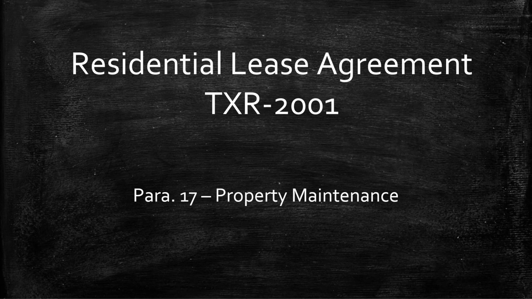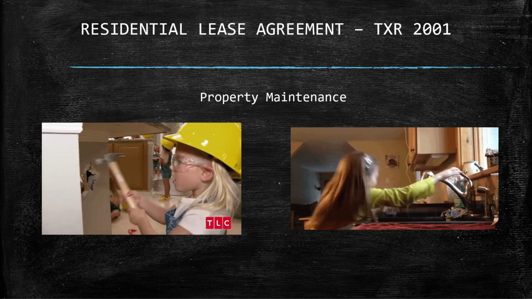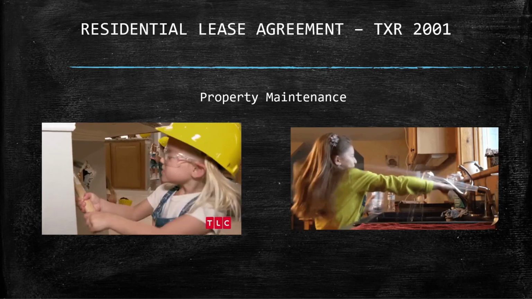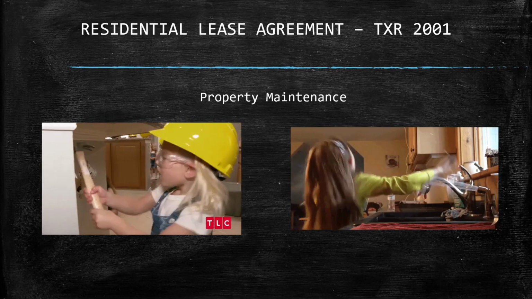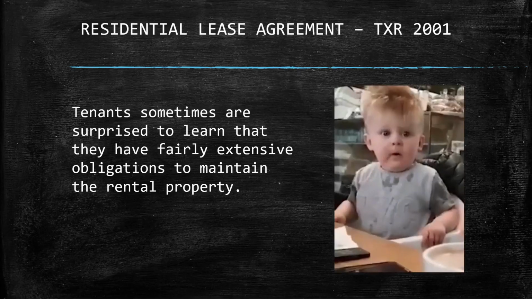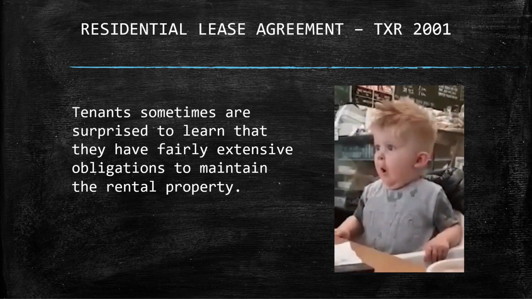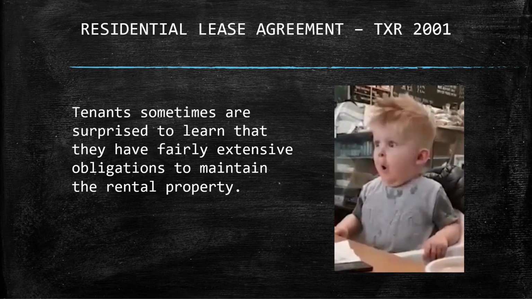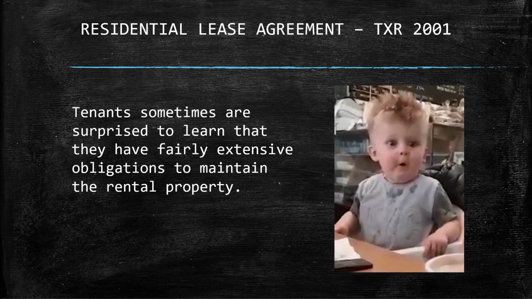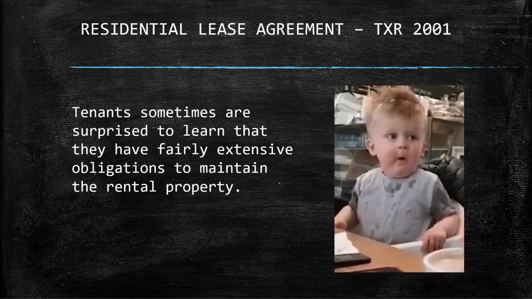Paragraph 17 of the lease agreement talks about property maintenance. This is one of the more extensive paragraphs in the lease agreement, and it has to do in large part with the tenant's obligations to maintain the property. Many tenants are surprised to learn that they have some fairly extensive obligations to maintain the rental property. It doesn't just fall to the landlord, because the tenant is going to be possessing the property for an extended period of time. They agree in the lease agreement to some fairly extensive maintenance obligations. Let's take a look at some of these.